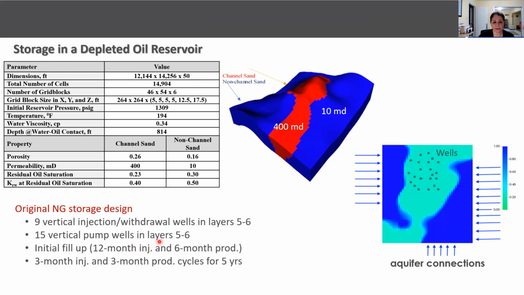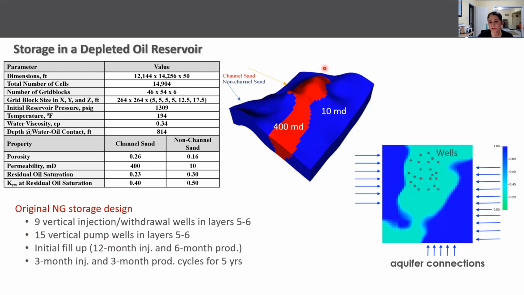For the natural gas, the design was to have 9 vertical injectors that also produce back in layers 5 and 6, so the bottom layers of the reservoir, and 15 vertical pump wells. So these wells are basically like an additional producer. And the purpose of these for the natural gas project was to produce water, so then you have more space for natural gas to be stored, increasing the capacity of natural gas.